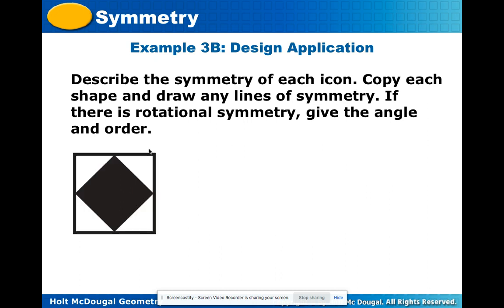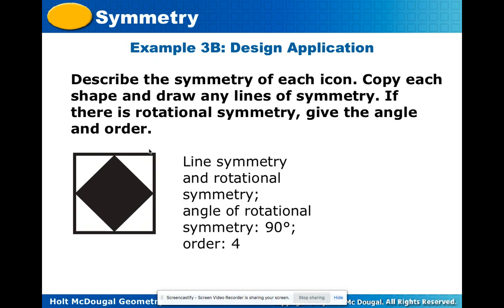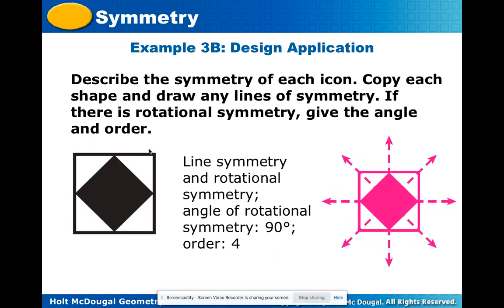This image does, in fact, have lines of symmetry. We could cut it 1, 2, 3, 4 times, and then we could also rotate that image 90 degrees 4 times as well to get something like this. 1, 2, 3, 4.